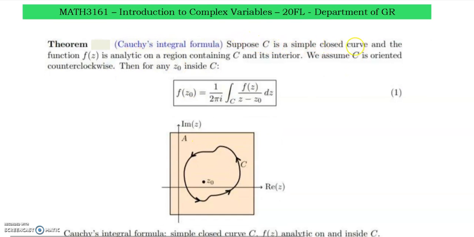Suppose C is a simple closed curve and the function f of z is analytic on a region containing C and its interior. We assume C is oriented counterclockwise. Then for any z0 inside C, the value of the function at z0 is equal to 1 over 2 pi i integral over C f of z by z minus z0 dz.